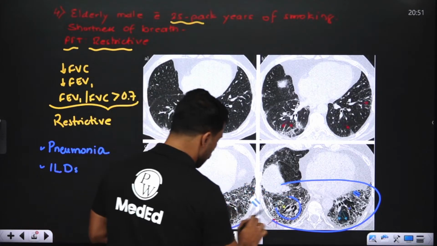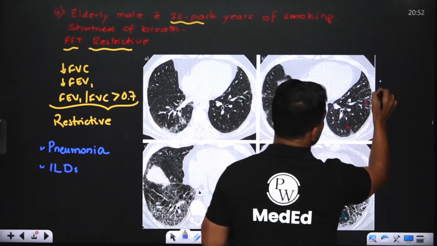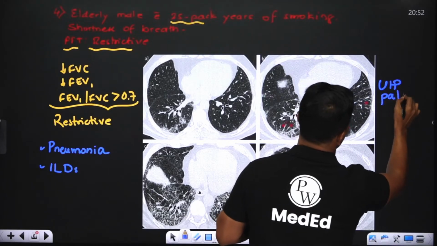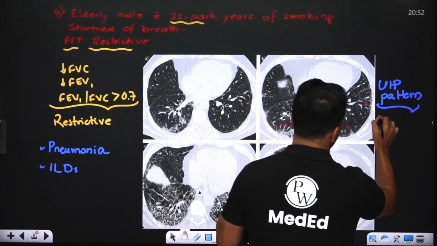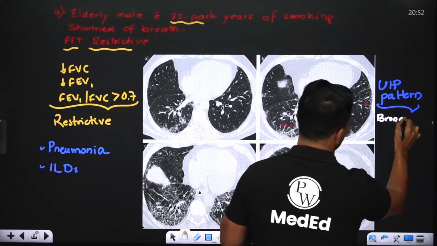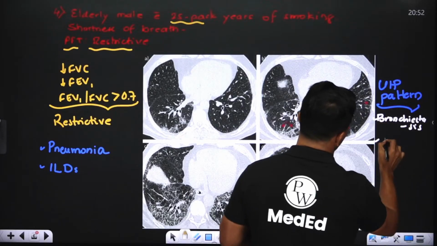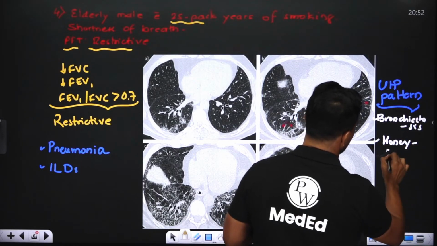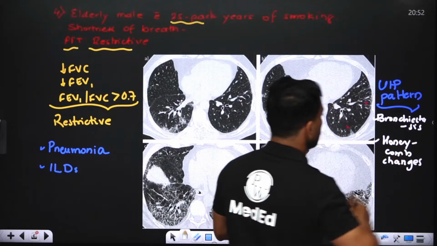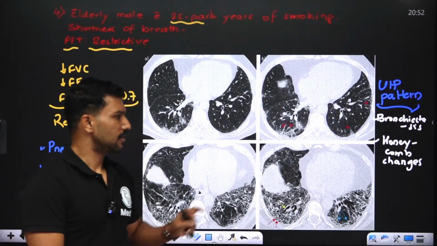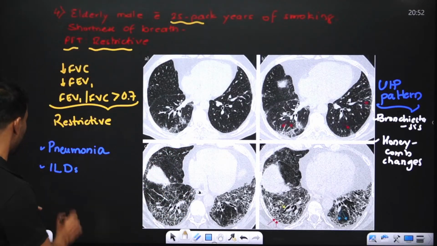Radiologically, this picture we will call a UIP pattern of changes. Whenever I see a UIP pattern, what does that actually mean? It means there are bronchiectasis present, right? Extensive bronchiectasis has resulted in what we call honeycomb appearance, or honeycombing of the lungs. So where do we get this UIP pattern? Radiologically, it's called UIP pattern. Clinically, in the context of an elderly smoker, it is suggestive of an ILD.